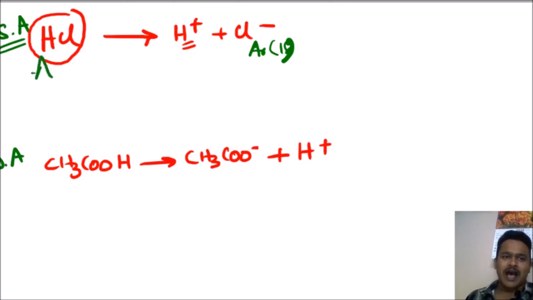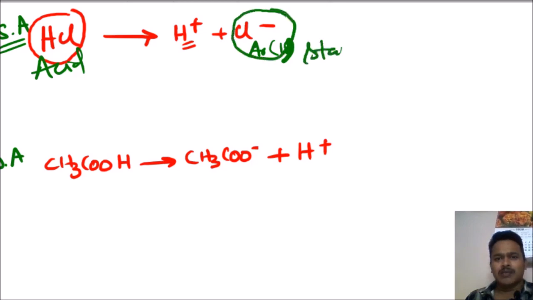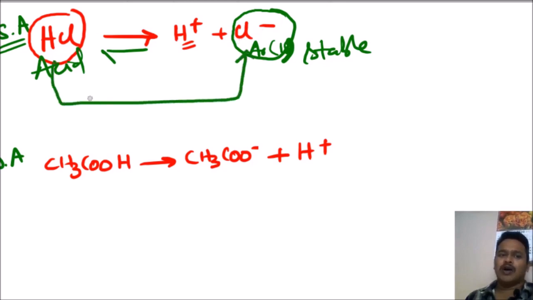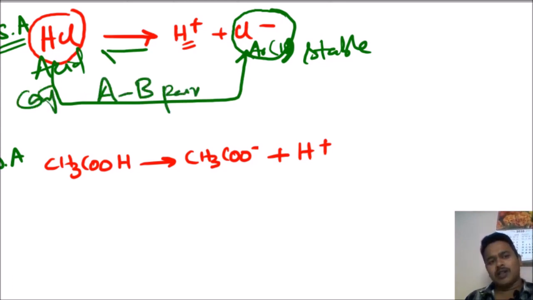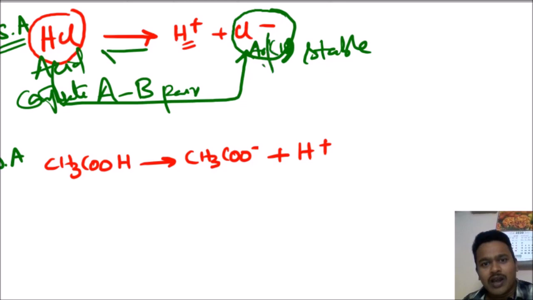Once it is converted into Cl minus, now I am saying it is stable. Then observe the reverse reaction. This acid and its conjugate part, Cl minus, are called a conjugate acid base pair. This is an acid, and this is a base. A strong acid means this is a weak base.